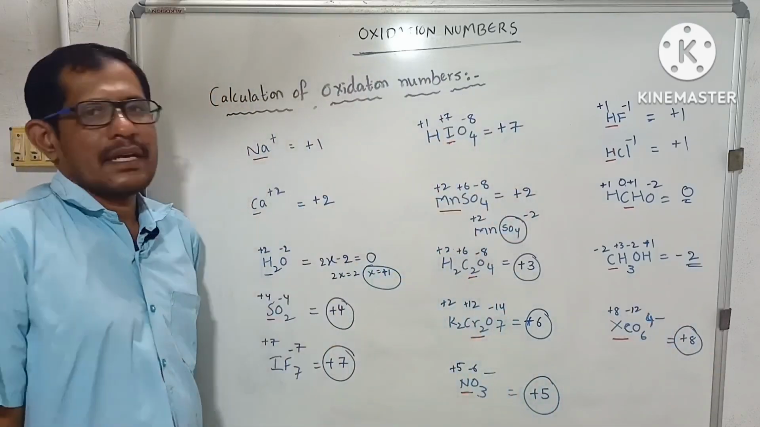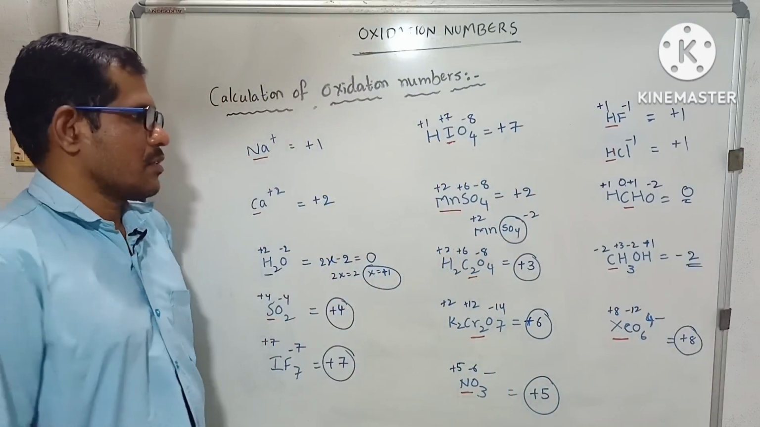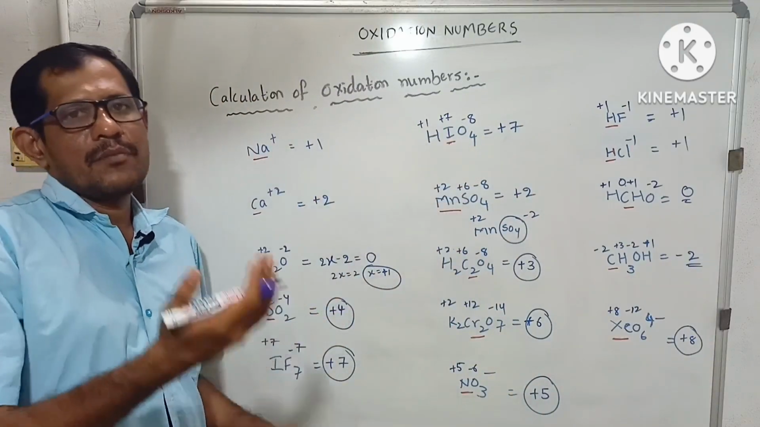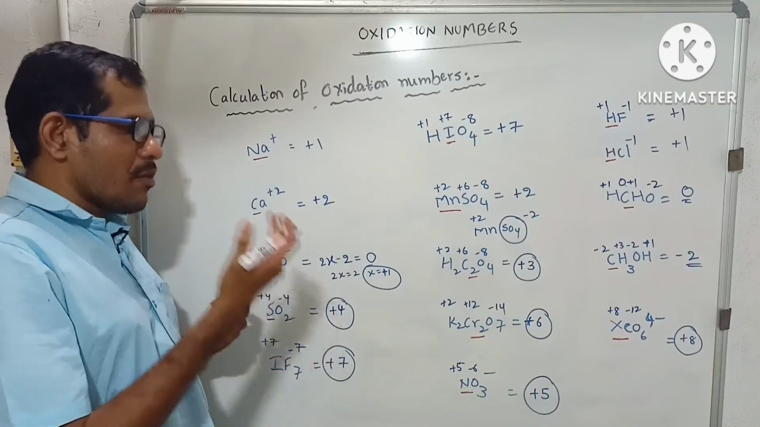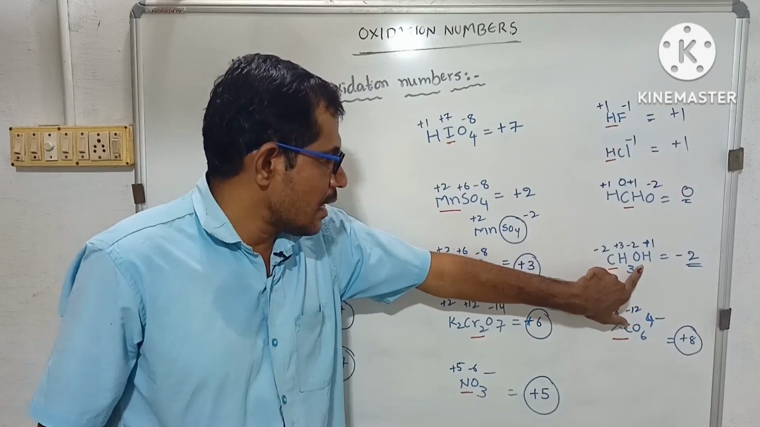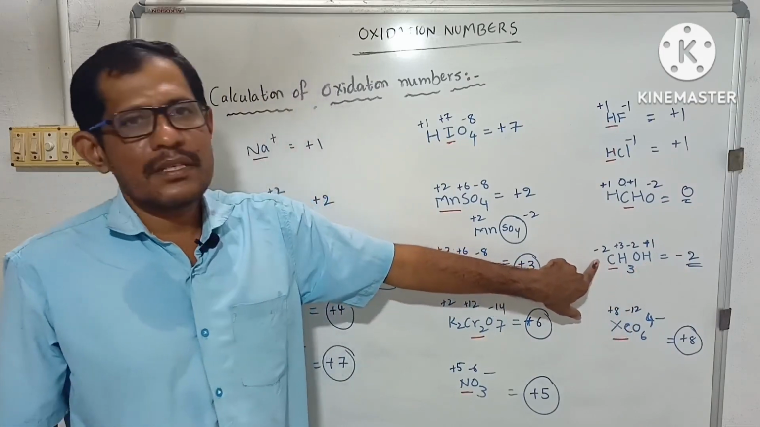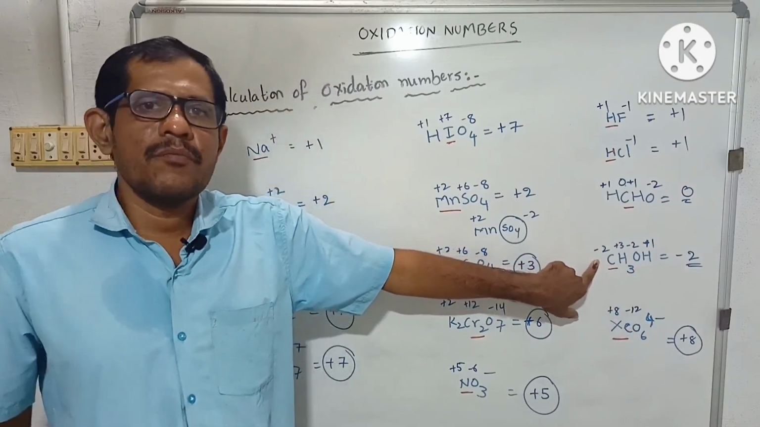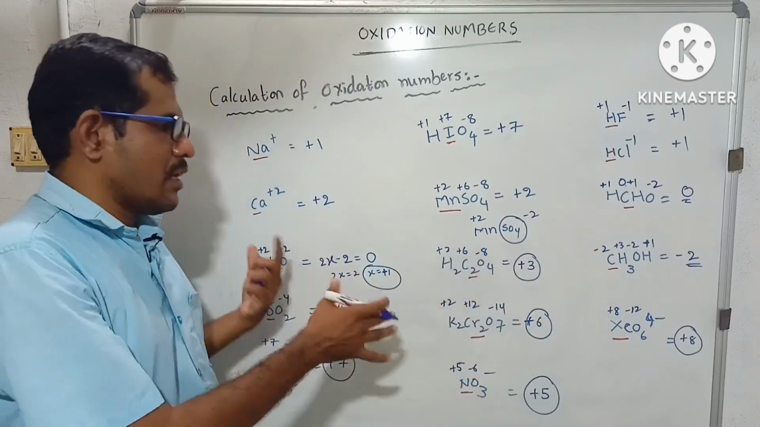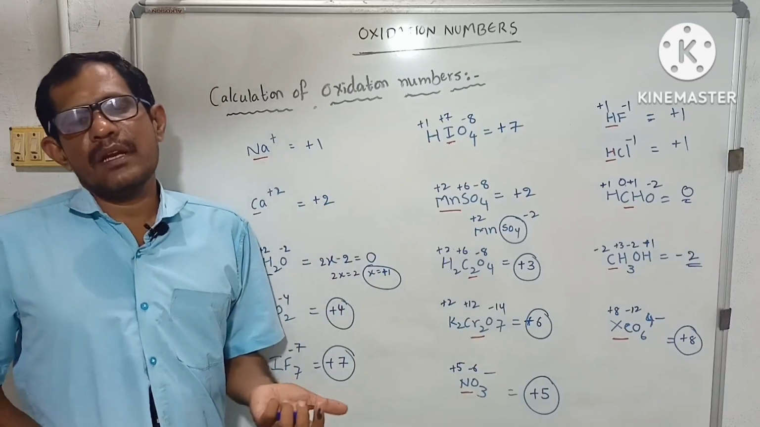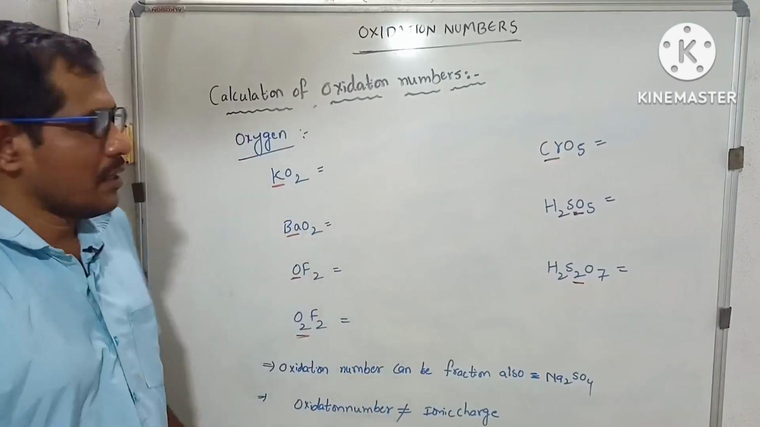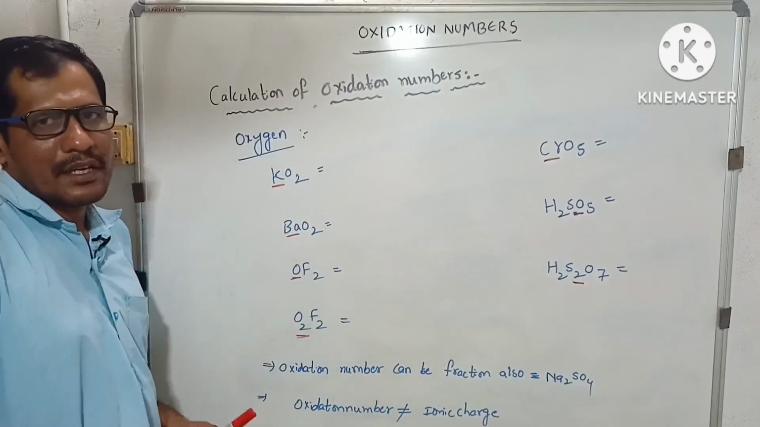In such a way, we can calculate the oxidation numbers, right? So highly electronegative element will get negative charge. The remaining elements will get positive charge. However, some exceptions will come. If you see CH3OH, even though oxygen is there, carbon is showing minus 2 charge. Some exceptions are there. In maximum cases, if a more electronegative element is there, the remaining elements will automatically get positive charge. Well, coming to the oxygen, if you calculate the oxidation numbers, right?